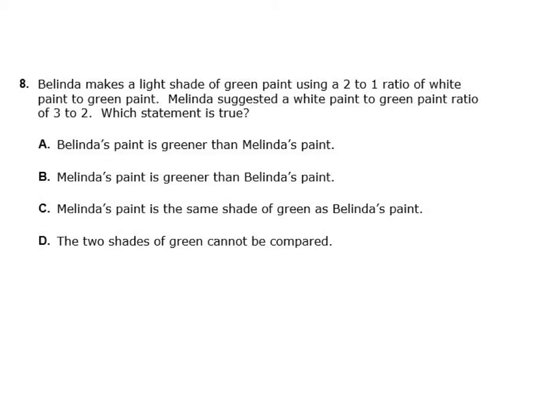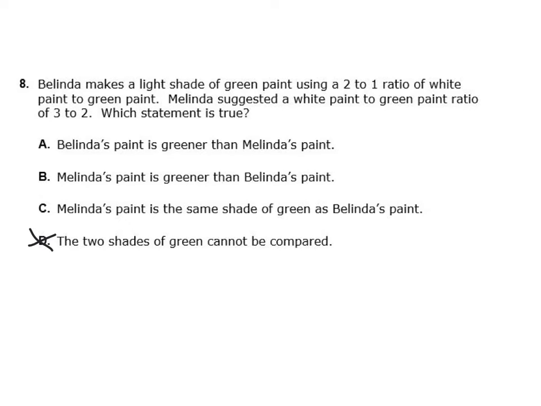Belinda's paint is greener than Melinda's. Melinda's paint is greener than Belinda's. Melinda's paint is the same shade of green as Belinda's, and the two shades of green cannot be compared. So we know we could compare them, just thinking about it, so we're going to cross letter D off. And then, Melinda's paint is the same shade of green as Belinda's paint.